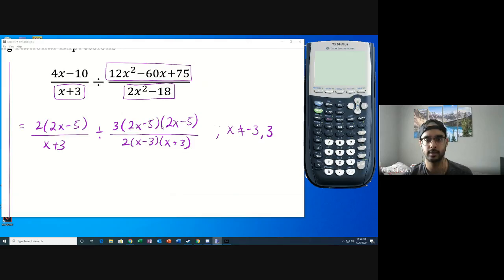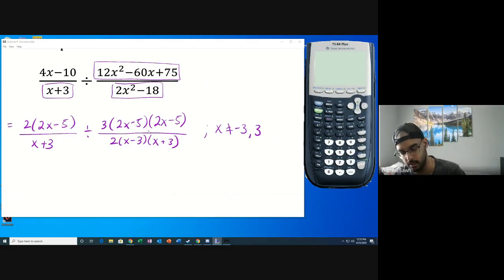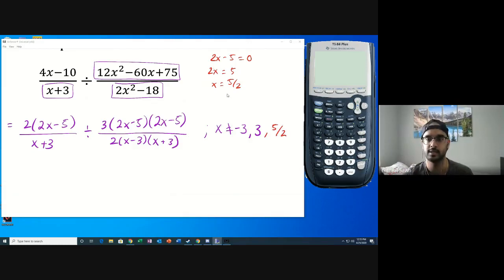Now I have to think about the numerator. So I have the same factor twice, a 2x minus 5. So if I need to figure out what that NPV is going to be, 2x minus 5 can't be 0. So if I try to make it equal to 0, I can figure out what x is. So 2x is going to be 5, x is going to be 5 over 2. So I know that x can't be 5 over 2 because that value would make it equal to 0. Okay, so I have 3 non-permissible values this time, and I've accounted for all of them.